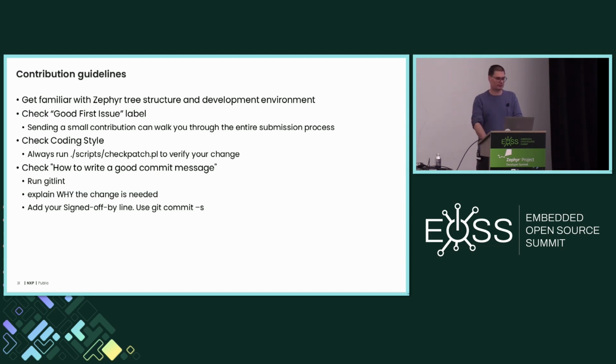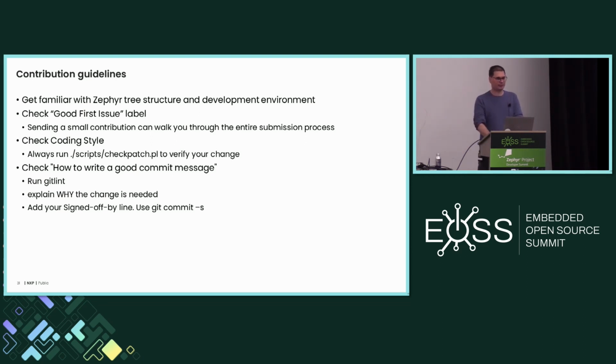And one good place to start is the issue tab in GitHub, where there is a label named good first issue. Then you also need to read the coding style document, which is similar to the Linux kernel one. And it has a similar tool for checking if the coding style is compliant. This is named checkpatch.pl, and you should run it every time you send the code.